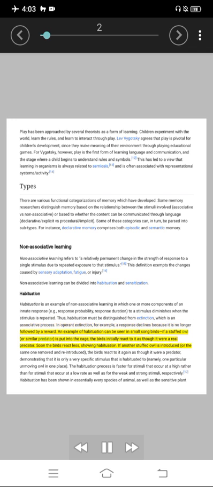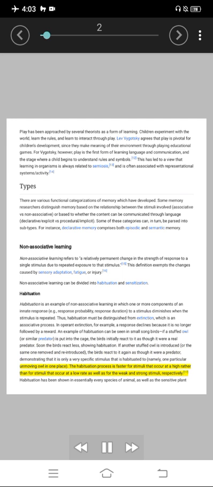An example of habituation can be seen in small songbirds. If a stuffed owl or similar predator is put into the cage, the birds initially react to it as though it were a real predator. Soon the birds react less, showing habituation. If another stuffed owl is introduced or the same one removed and reintroduced, the birds react to it again as though it were a predator, demonstrating that it is only a very specific stimulus that is habituated to, namely, one particular unmoving owl in one place.